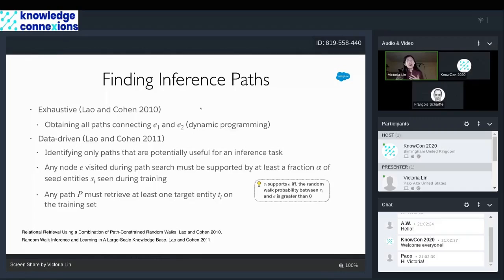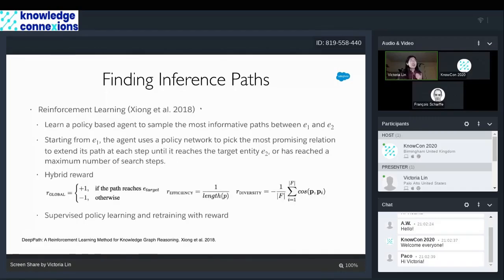Most recently, after deep learning has taken off, some work has proposed an even more effective way to find such inference paths, which is to use reinforcement learning. Because we need to search for informative paths, why not train a reinforcement learning agent to effectively help us search for the informative paths between two entities? This is what a very famous work, DeepPath, has done.